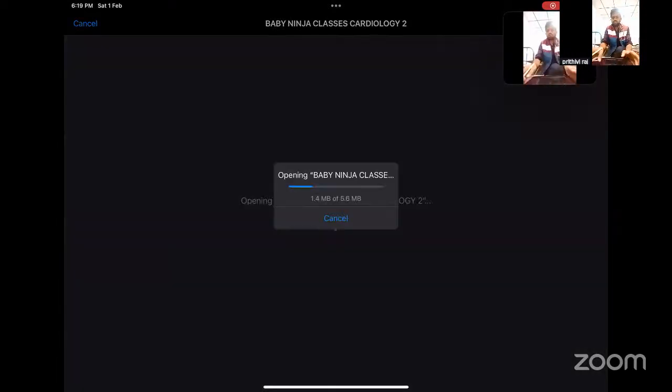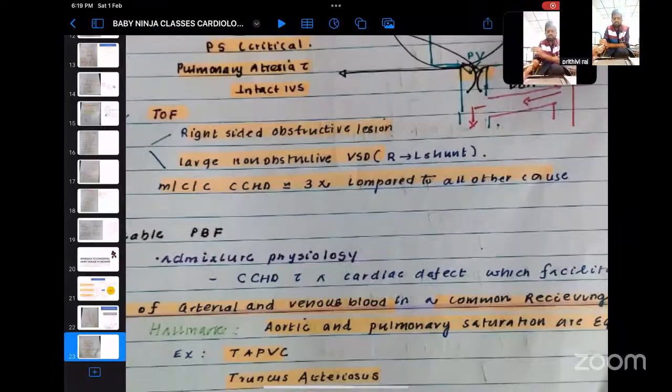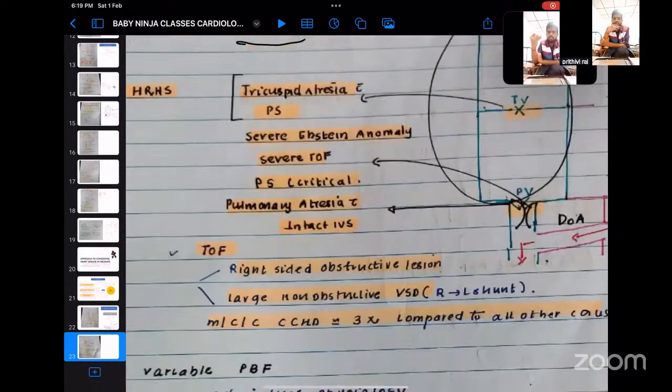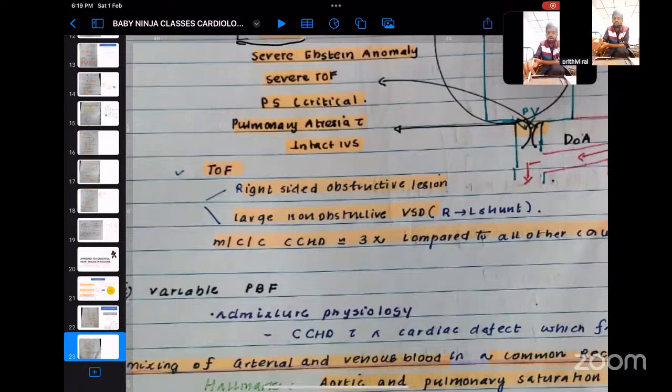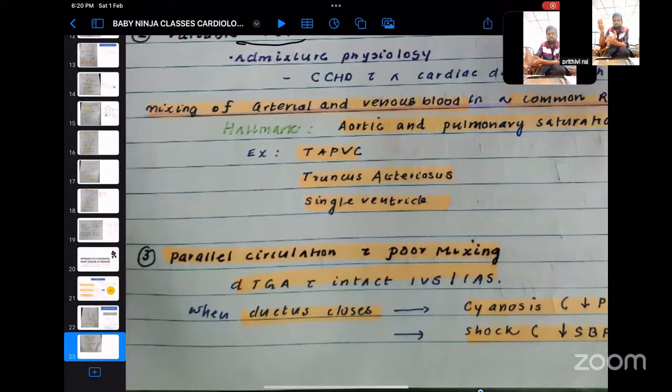Sorry for the interference because of these technical glitches. So one is decreased pulmonary blood flow, which I already discussed, including hypoplastic right heart syndrome, severe Ebstein anomaly, severe TOF, critical pulmonary stenosis, and pulmonary atresia with intact IVS. These are a few examples for decreased pulmonary blood flow. Whereas with variable pulmonary blood flow, the flow is there, but it's variable, sometimes increased and sometimes decreased. This is the admixture physiology, which we will discuss. Classical examples of admixture physiology are truncus arteriosus, total anomalous pulmonary venous circulation, and parallel circulation with poor mixing.